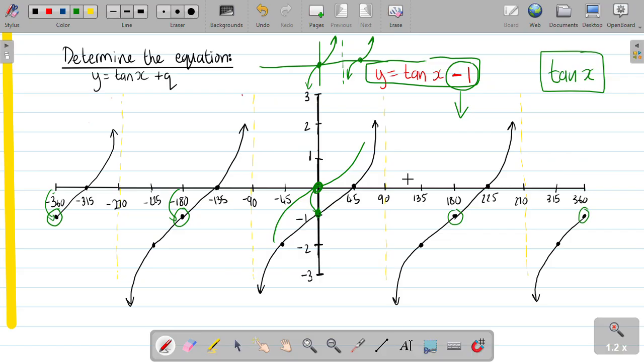So I hope that is helpful, guys. This was the second question to determine the equation of a tan graph, and it's showing you here that you need to determine the q value, which means that it has shifted vertically.